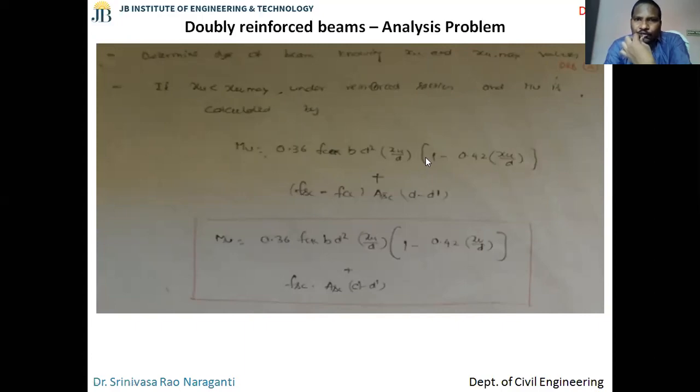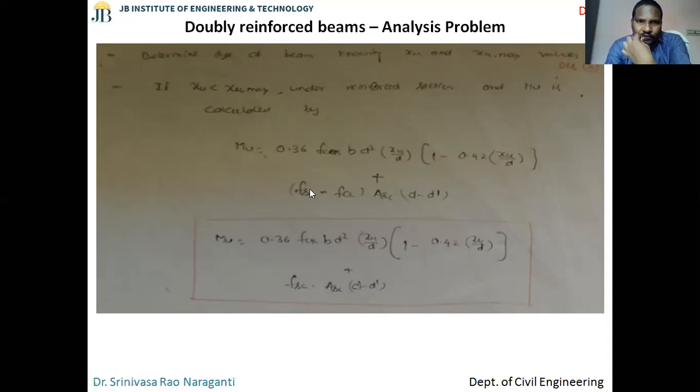0.36 fck bd square. This is again similar to the equation for the MU limit value, but there is no limit here. We use the xu value. Plus, because you are providing compression reinforcement, that is (fsc minus fcc) into Asc into (d minus d dash). This is one more equation. This is what we use to find out the moment of resistance of an under reinforced doubly reinforced section. So basically when you add everything, this is what you get: 0.36 fck bd square plus fsc into Asc into (d minus d dash).